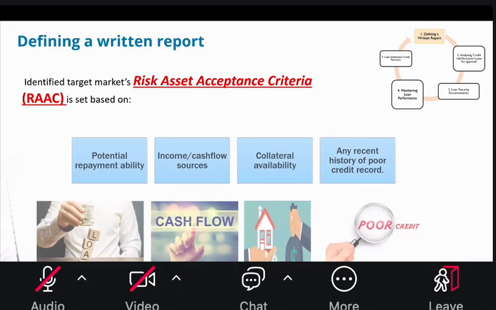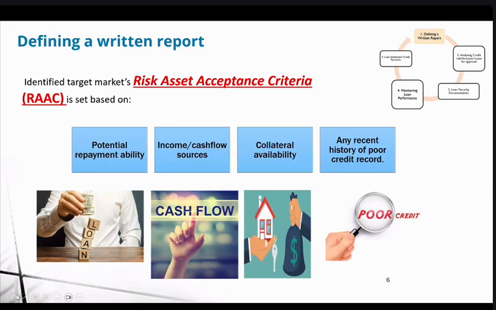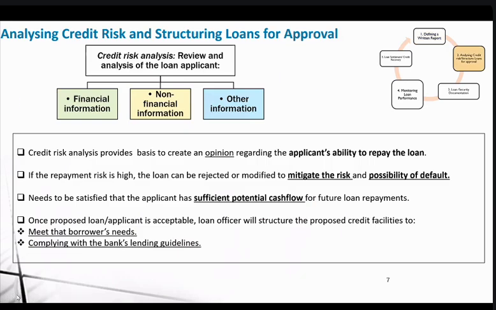That's based on these four things: potential repayment ability, income, cash flow sources, collateral availability, and any recent history of poor credit record. And here in step 2, now you're doing the actual credit analysis stage. That's when you review and analyze all the information and you create an opinion whether they can repay the loan. If the risk is high, you can reject it or modify to mitigate the risk and default. And you need to be satisfied the applicant has sufficient potential cash flow for future loan payment.